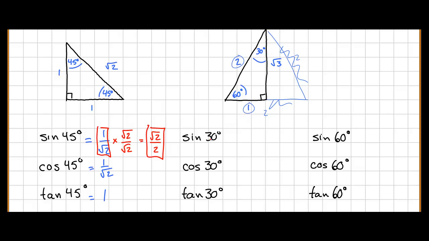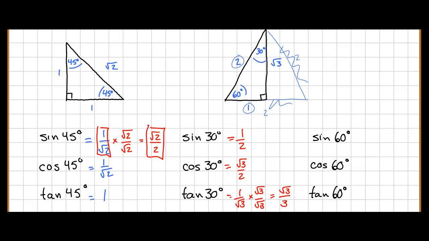Now, sine of 30, so we look at 30 over here. Its opposite side is 1, and the hypotenuse is 2, so we get 1 over 2. Cosine of 30, the adjacent is root 3, and the hypotenuse is 2, so we get root 3 over 2. No need to rationalize here because the radical is already on top. And the tangent of 30 is opposite over adjacent, so we get 1 over root 3. And if we multiply that top and bottom by root 3, we get root 3 over 3.